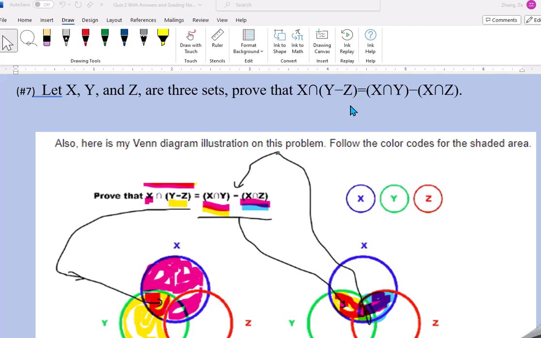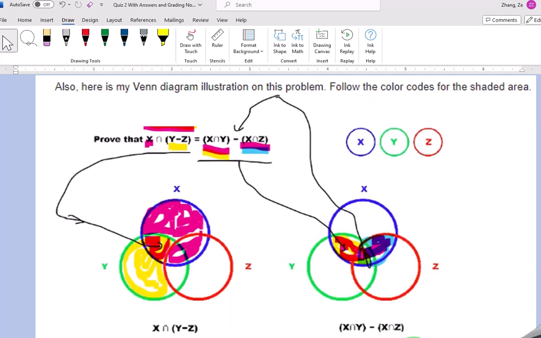We can have two approaches. Okay, let's use the Venn diagram. I believe that if you use either approach for this course, if you use a Venn diagram, I will accept it. But I would want to show both methods for this problem. First, let's do the Venn diagram. So let's see, this is one of the solutions.